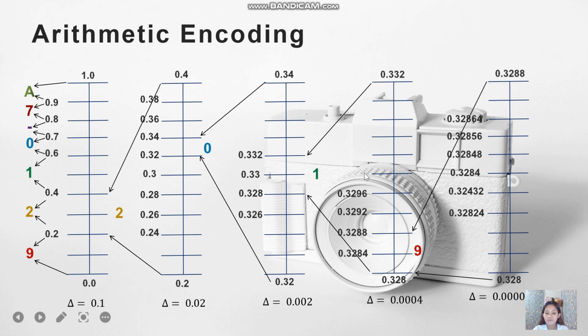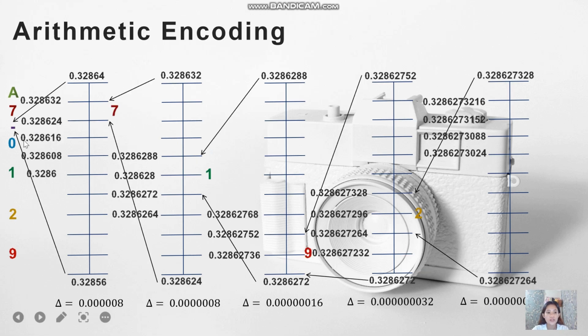And then expand it again. We get these values here. Since the original value is divided by 10 levels, we get 0.004 added in every level. So we get 0.3288 for the upper boundary of 9, since that will be the next number to be encoded, and 0.328 for the lower boundary. And then next step, which will be the dash. For the dash, we were able to get 0.32864, which is the upper boundary, and 0.32856, which is the lower boundary.